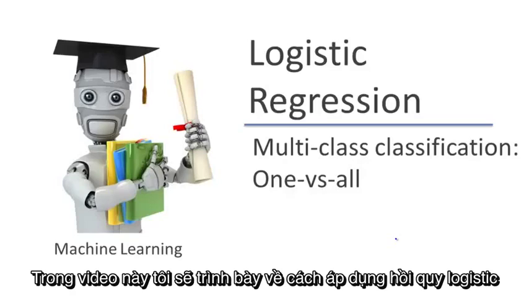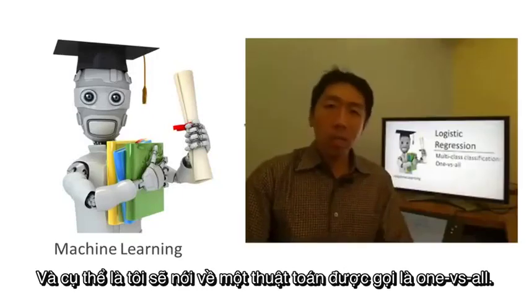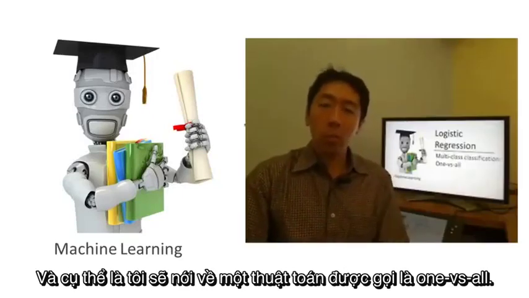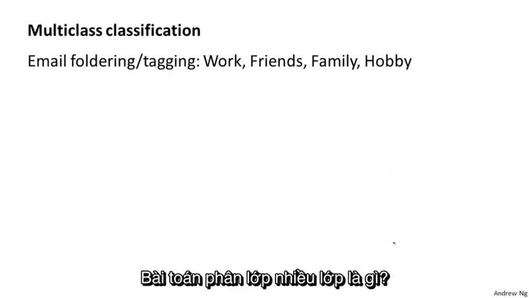In this video, we'll talk about how to get logistic regression to work for multi-class classification problems. And in particular, I want to tell you about an algorithm called one versus all classification. What's a multi-class classification problem?